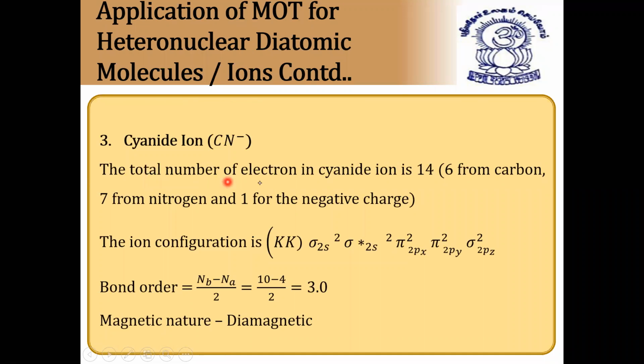Cyanide ion. The total number of electrons in cyanide ion is 14, that is 6 from carbon, 7 from nitrogen, and 1 from the negative charge. So we have to follow nitrogen only, sigma 2pz will be written accordingly. So bond order is 3. Magnetic nature is diamagnetic.